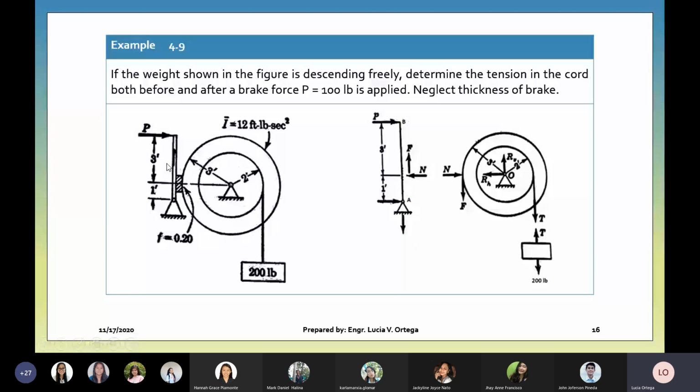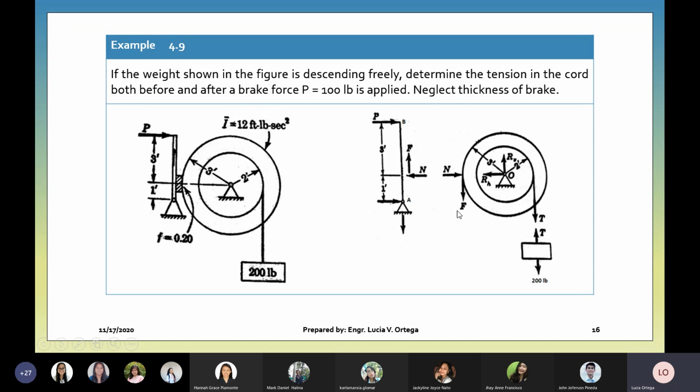So we have to draw the free body diagram for this. First, for the 200-pound block, the weight and this is the tension. This is the free body diagram of the wheel. And this is the free body diagram for the brake.